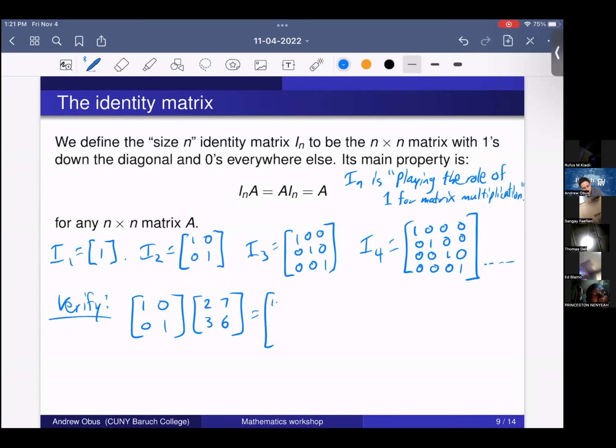The top entry is going to be 1 times 2 plus 0 times 3. The next entry is going to be 1 times 7 plus 0 times 6. The next entry here is going to be 0 times 2 plus 1 times 3. And the last entry is going to be 0 times 7 plus 1 times 6. Just as an example for this entry, since it's the bottom left, it's going to be the bottom row of the first matrix dot product the left column of the second matrix. So that's 0, 1 dot 2, 3. And so that's 0 times 2 plus 1 times 3.